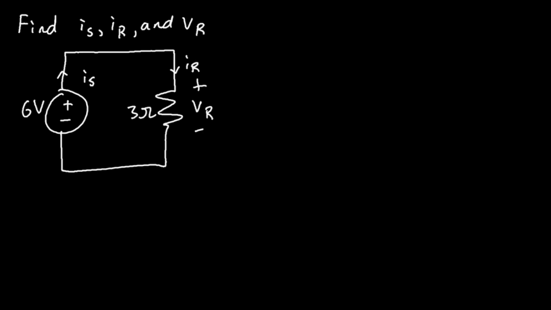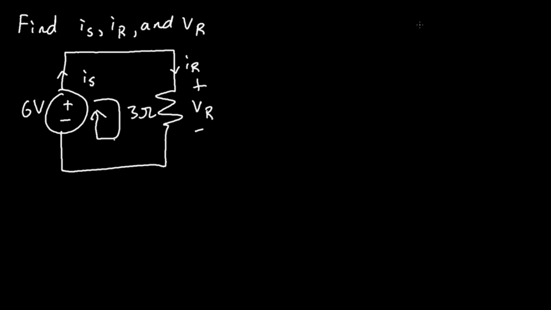So, for this problem, we want to solve for the voltage at the resistor, V of R, and the current at the resistor, I of R. The resistor has 3 ohms, and we want to solve for the current at this voltage source. Sometimes you might see a battery instead of a voltage source, but in my future videos, I'm going to be using a voltage source to represent something that can create a current. Alright, let's go ahead and solve this.